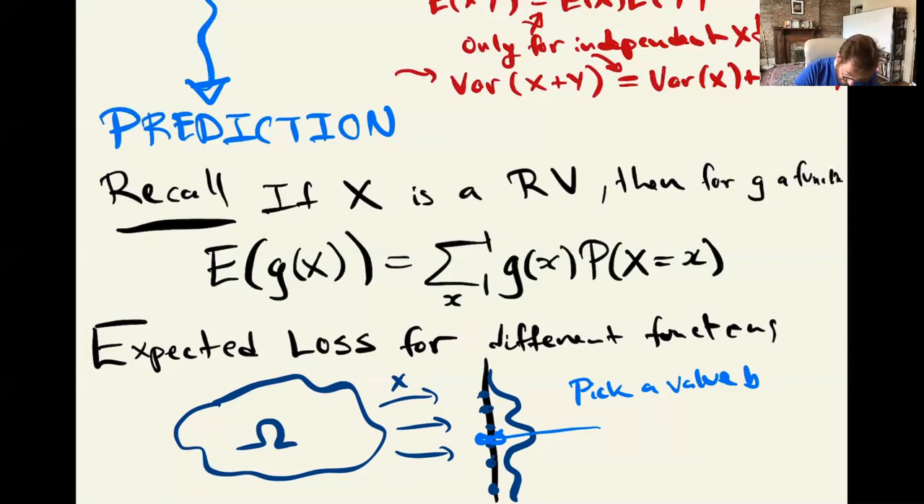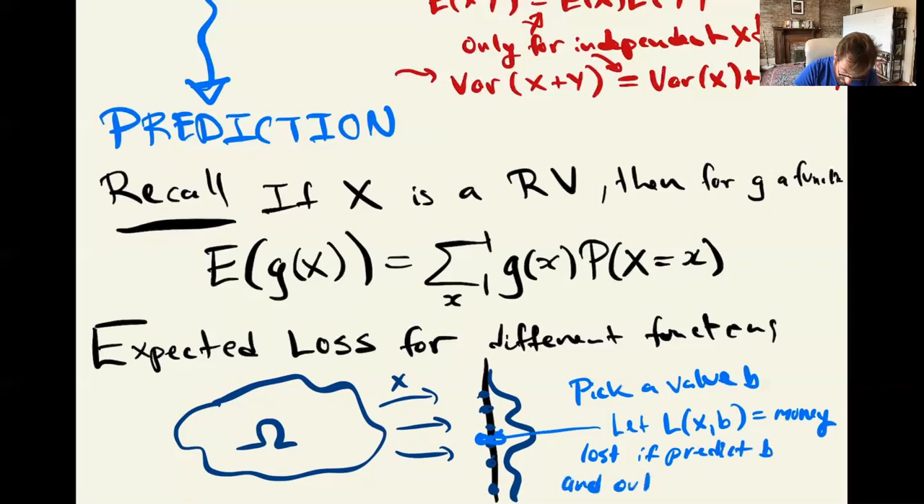All right, and so then you're going to let L of X, B be the money lost if you predict B and the outcome is X. And so imagine I've kind of scaled this so that maybe the total prize is $1 million, but then you end up losing different amounts depending how far off you are from that answer.